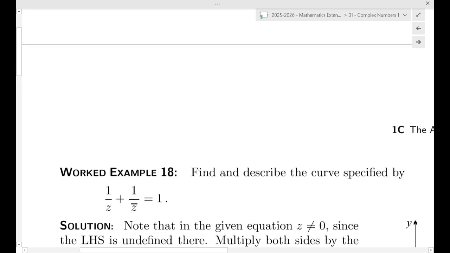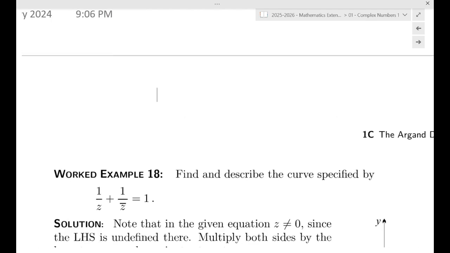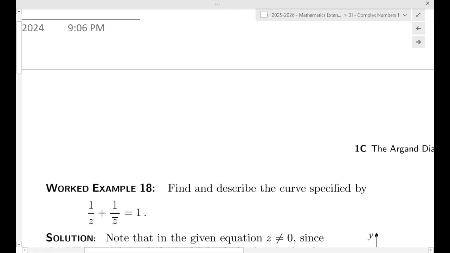Find and describe the curve specified by that. Okay. So when we look at that, let's think about some of the limitations we're going to have. Z cannot be 0. The conjugate of Z can't be 0 either. And the conjugate of Z won't be 0 if Z's not 0. So what do we do?